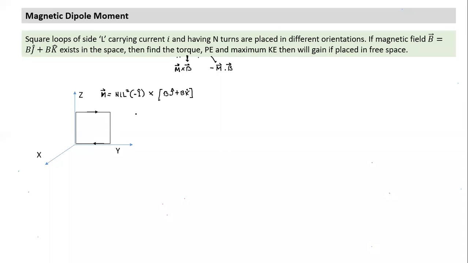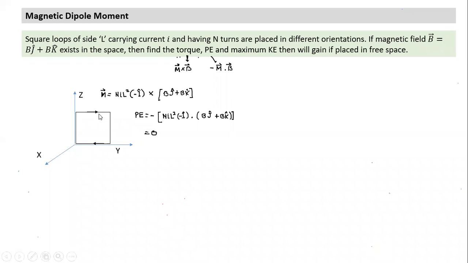So what will the dot product be equal to? If I have to write U, how would I write? I'll put a minus sign here: minus N I L square i cap dot B j cap plus B k cap. What is the potential energy at this point of time? What is the dot product of these two? i dot j is 0, i dot k is also 0. So the potential energy is 0. Can we explain logically why the potential energy is 0?